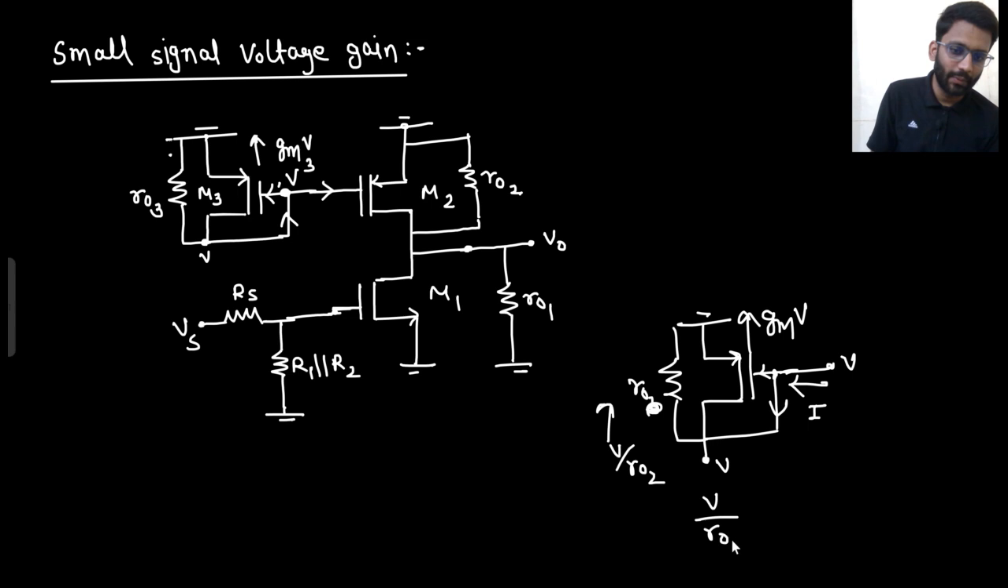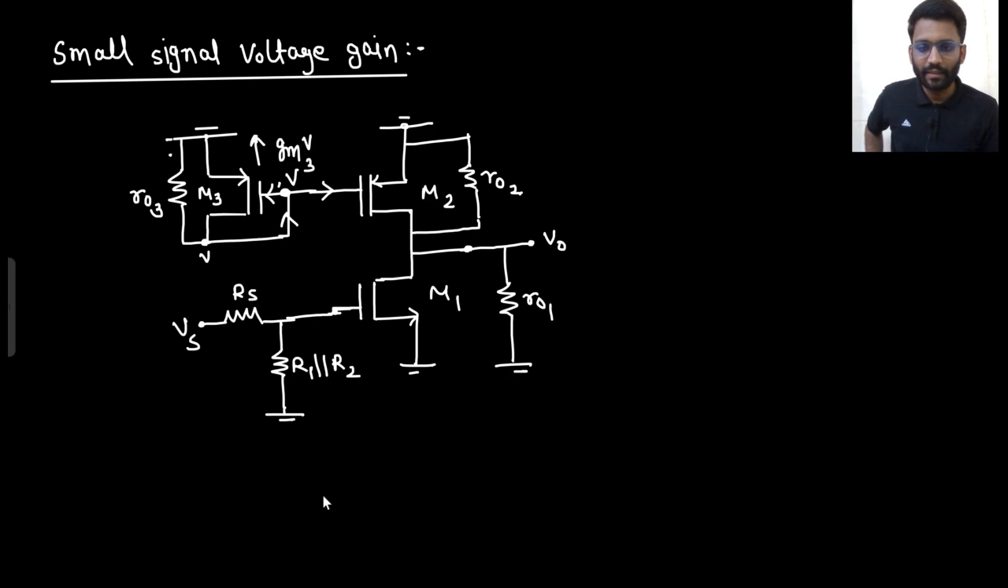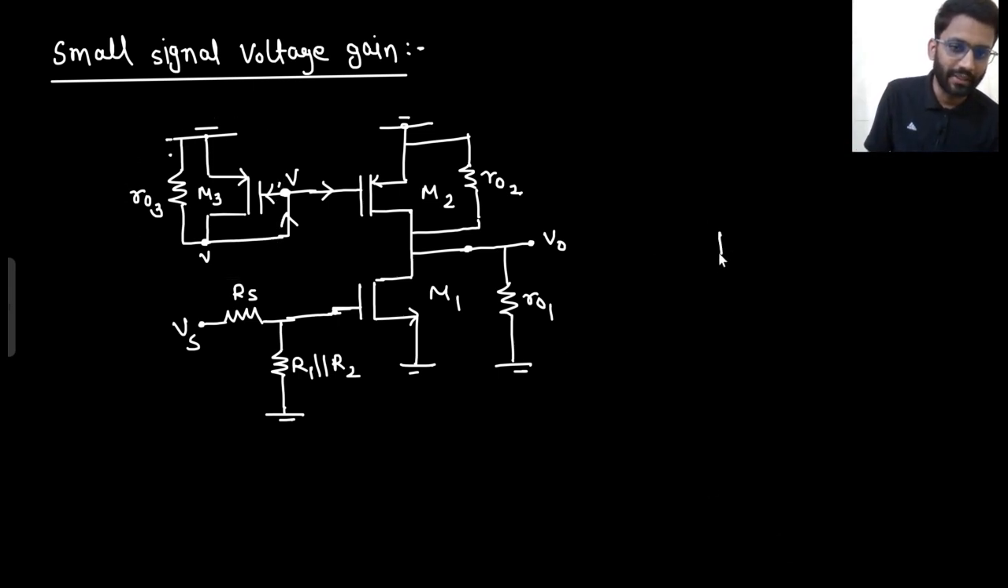So V by R02 plus GMV is equal to I. So what is the resistance you see? 1 by GM parallel with R0. Or you can directly say from V to ground I see 1 by GM, from V to ground I see R03. So this much of circuitry will be replaced by simple resistance.